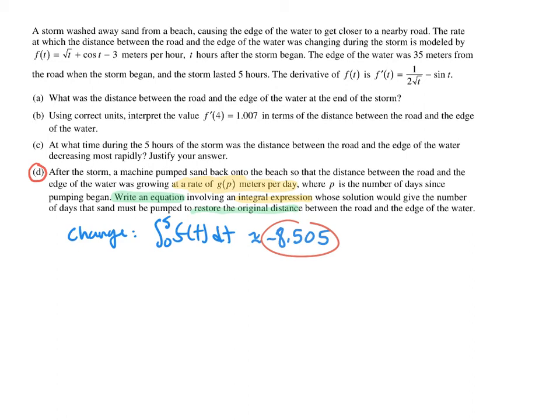So our pump, this g, right, is going to produce a total of 8.505 meters of change. And we don't know how long it's going to take to get there. We don't know how many days. That's what we're trying to find. So I'm just going to call the number of days D. D is the days the pump runs.